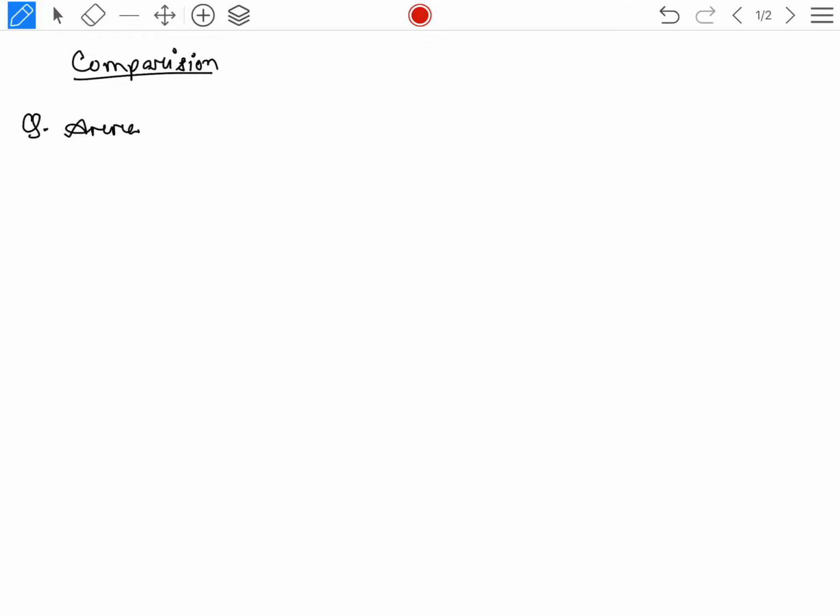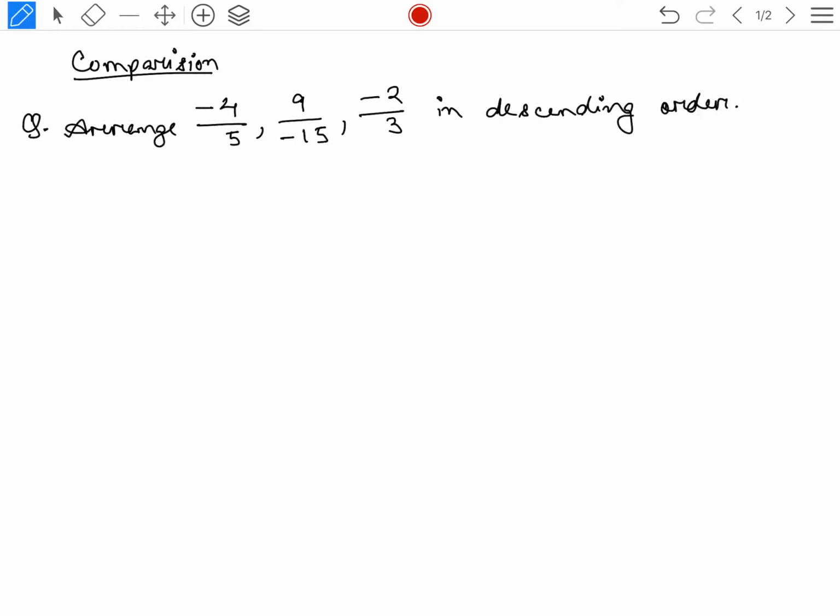Arrange -4/5, 9/-15, -2/3 in descending order. Okay, so this is a question. You have to arrange -4/5, 9/-15 and -2/3 in descending order. Now how will you solve this one?